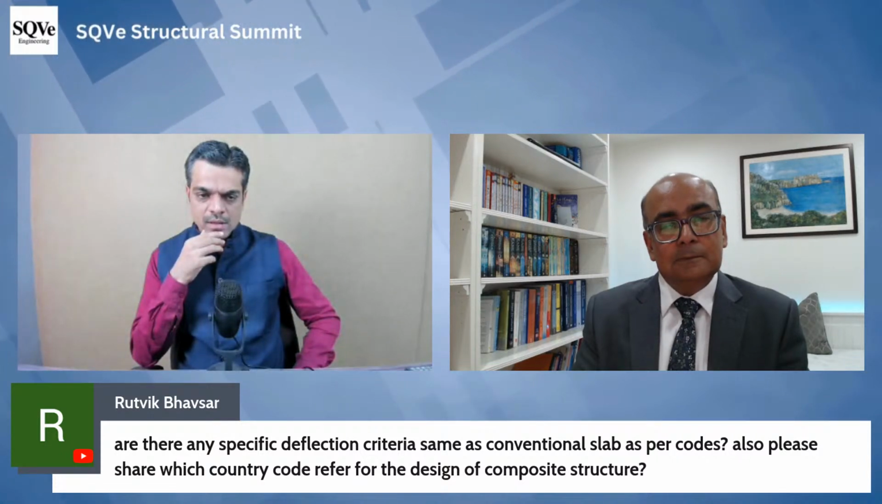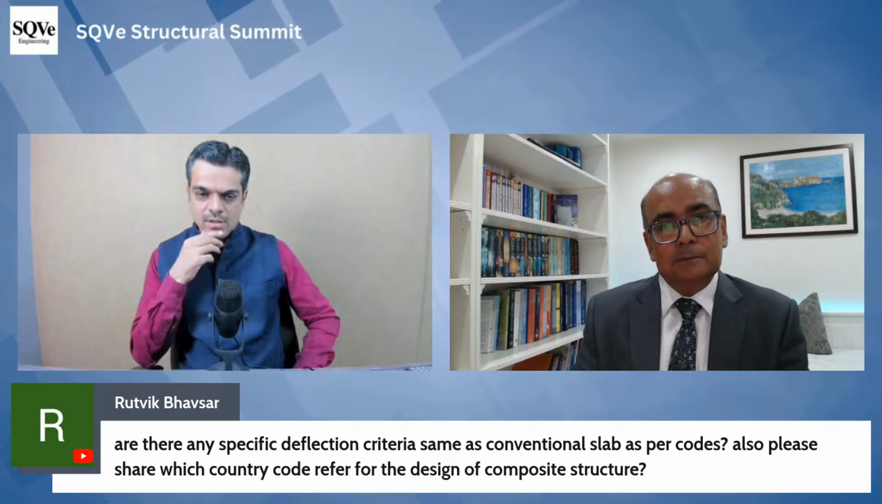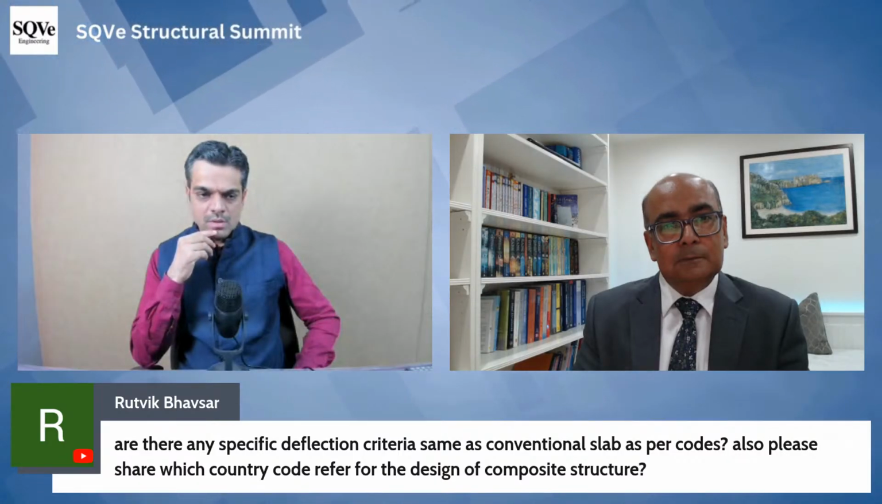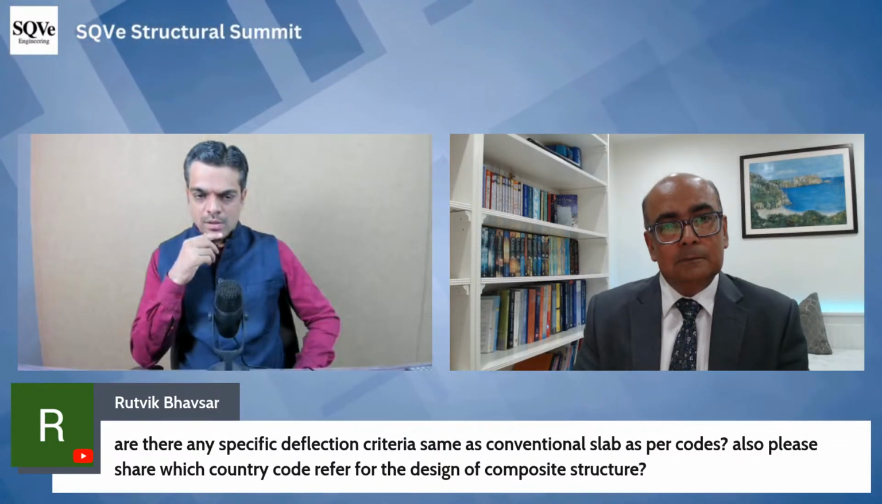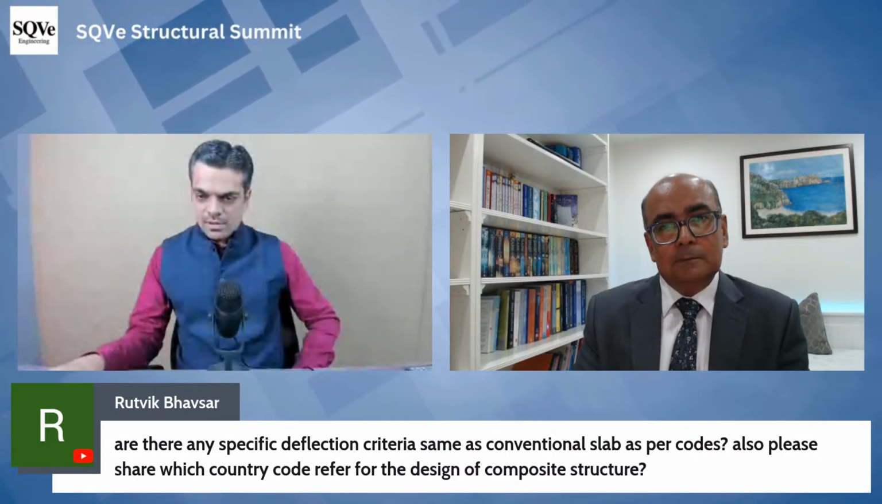Okay, Rutvik is asking, are there any specific deflection criteria, same as conventional slab as per codes? Also, please share which country code is referred for the design of composite structures. Okay. Kishore Gawali is saying that load span tables are used. Okay. Manufacturers tables are used. Tata Steel, all right. Yes, Tata Steel. Okay. Nilesh Parekh is saying that we can't use plates. All right. Let's move to the next question.